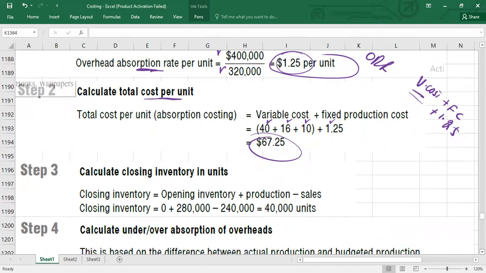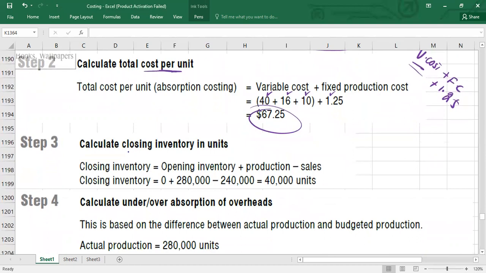Now very easily we can also calculate the value of closing inventory. How do we calculate the value of closing inventory? First we need to calculate the units in closing inventory, and the equation is very simple. Closing inventory units is always equal to opening inventory units, which is 0 in the question, plus production of 280,000 units, minus sales of 240,000 units. He also told you in the question, so just confirm from the question.